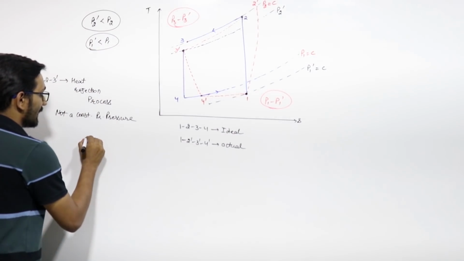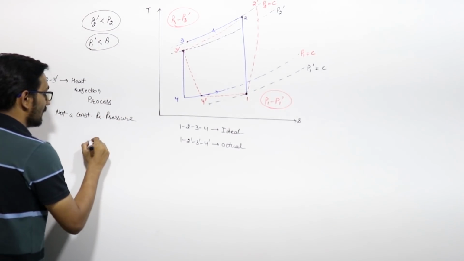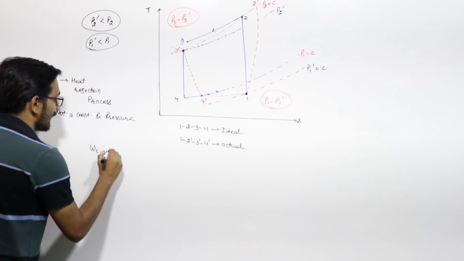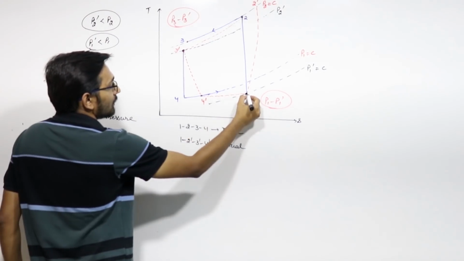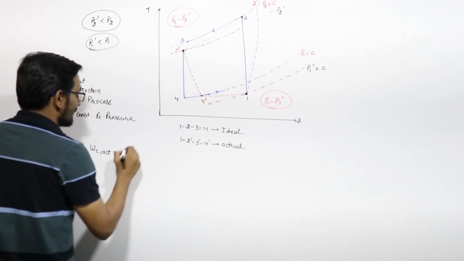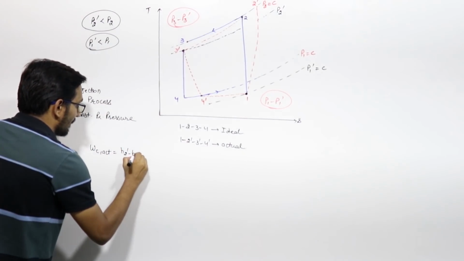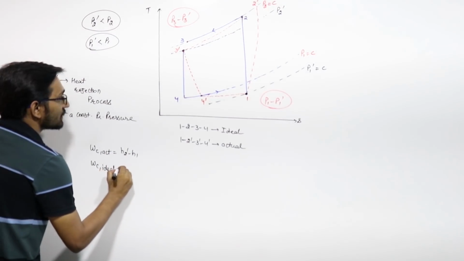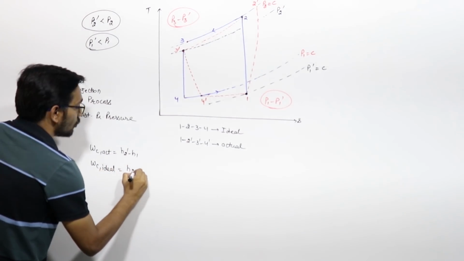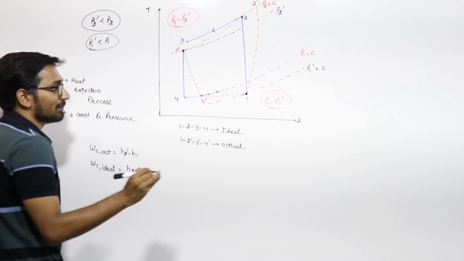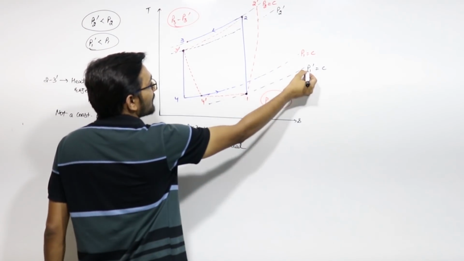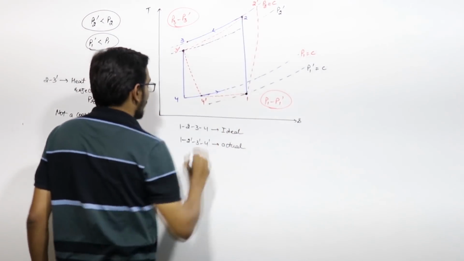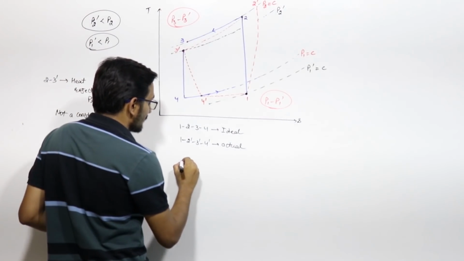What is the compressor work? If I talk about actual compressor work, how much? H2 dash minus H1. Compressor work ideal, how much? H2 minus H1. Just see the pressures. Here the pressure is P1 dash. Here the pressure is P2, right?